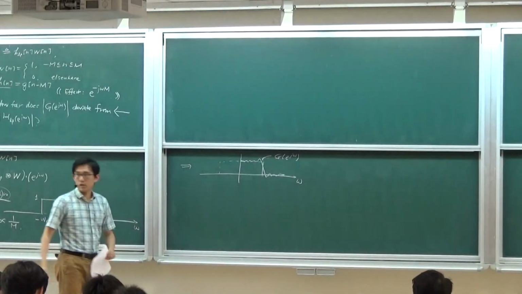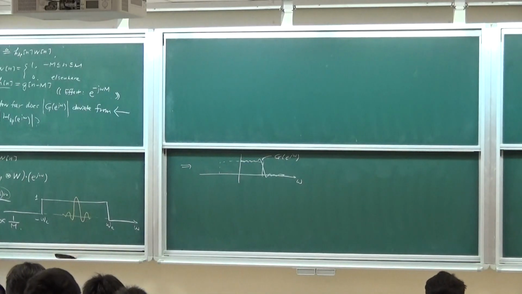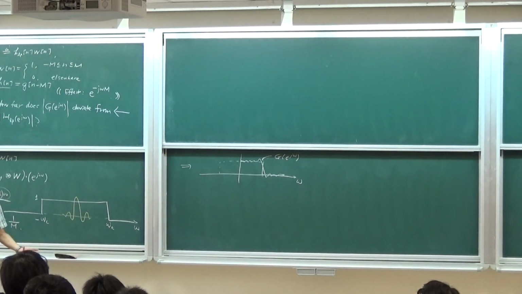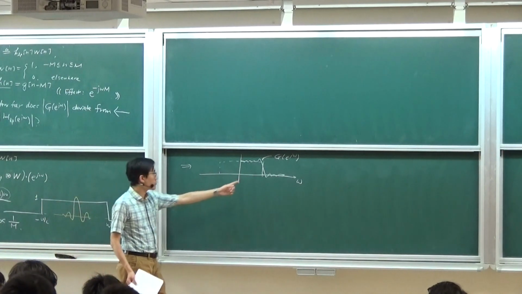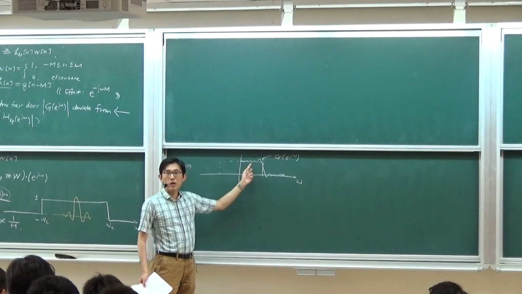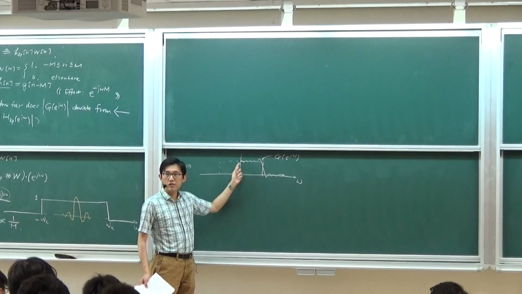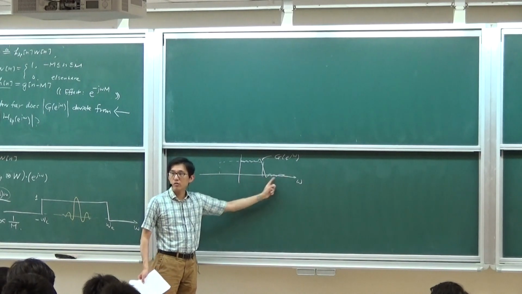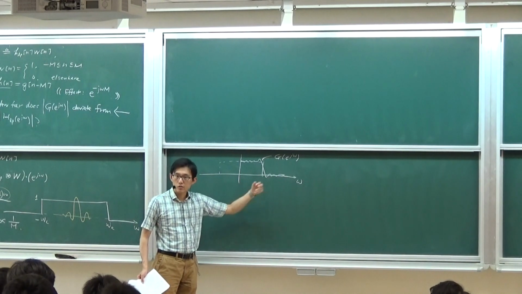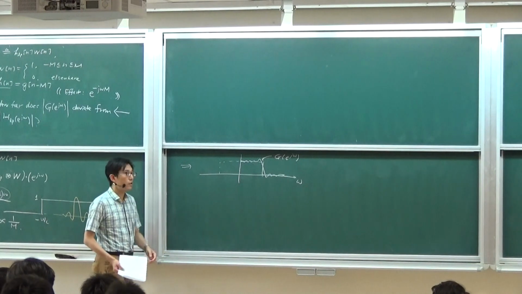So that's where we were from last time. This is the end of your design. You've gotten the filter. This is your design. Of course, it's not ideal. It has ripples. The frequency response is no longer a constant, and no longer zero in the stop band.